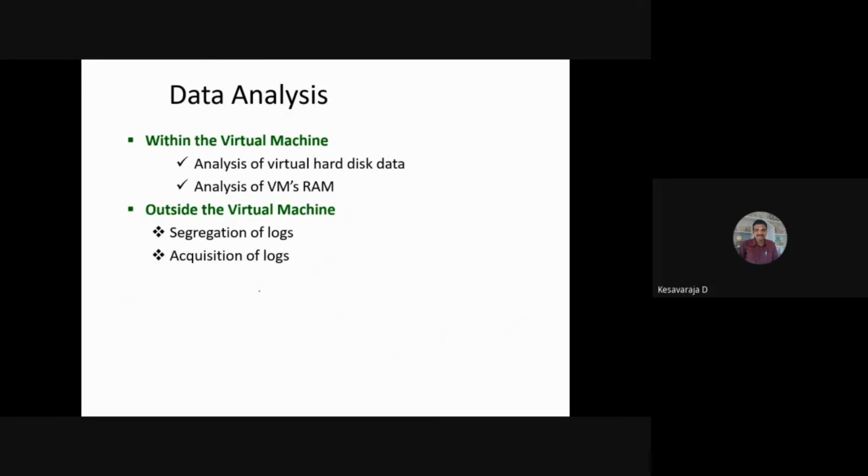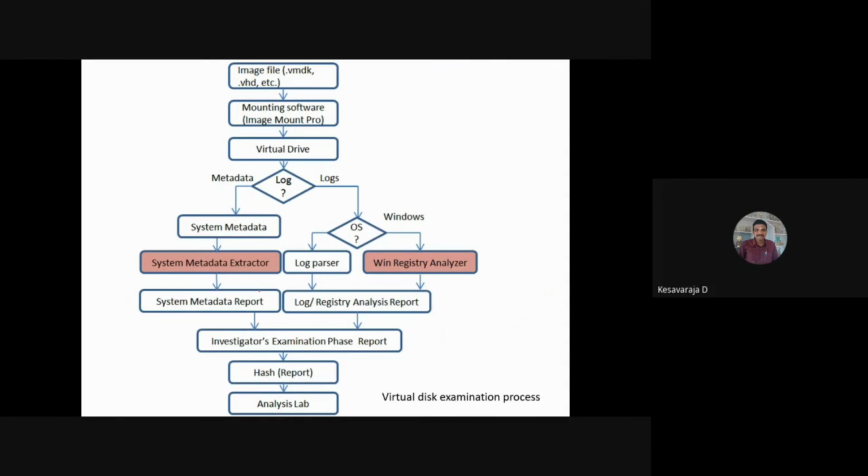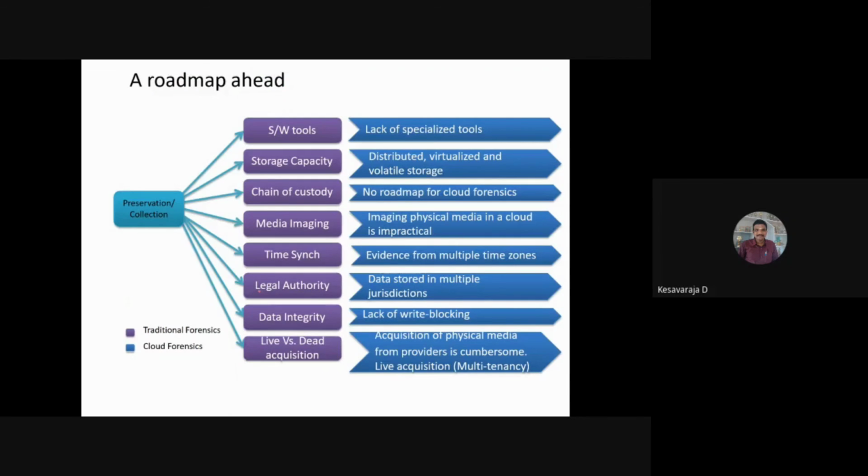So, VM data analysis. You can collect the data from the virtual machine, the hard disk data as well as RAM data. Then outside the VM, you can collect the log files too. This is a basic activity. If a VM is concerned, you can generate an image file, mount that image drive, extract the information, and then perform registry analysis. The hash report is always needed. This is a basic activity.